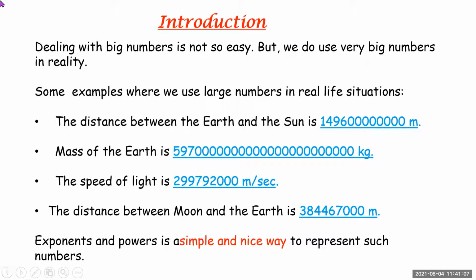The distance between Moon and Earth is 38446700 meters. These numbers are very difficult to remember, and when we write and do some calculations using this data, we may miss out some zeros or some digits, which may end up with a wrong result. So to make it simpler to write, exponents and powers are used. It's a simple and nice way to represent such big numbers. The details of this we have seen in the other lesson. Today we see mostly the laws of exponents.